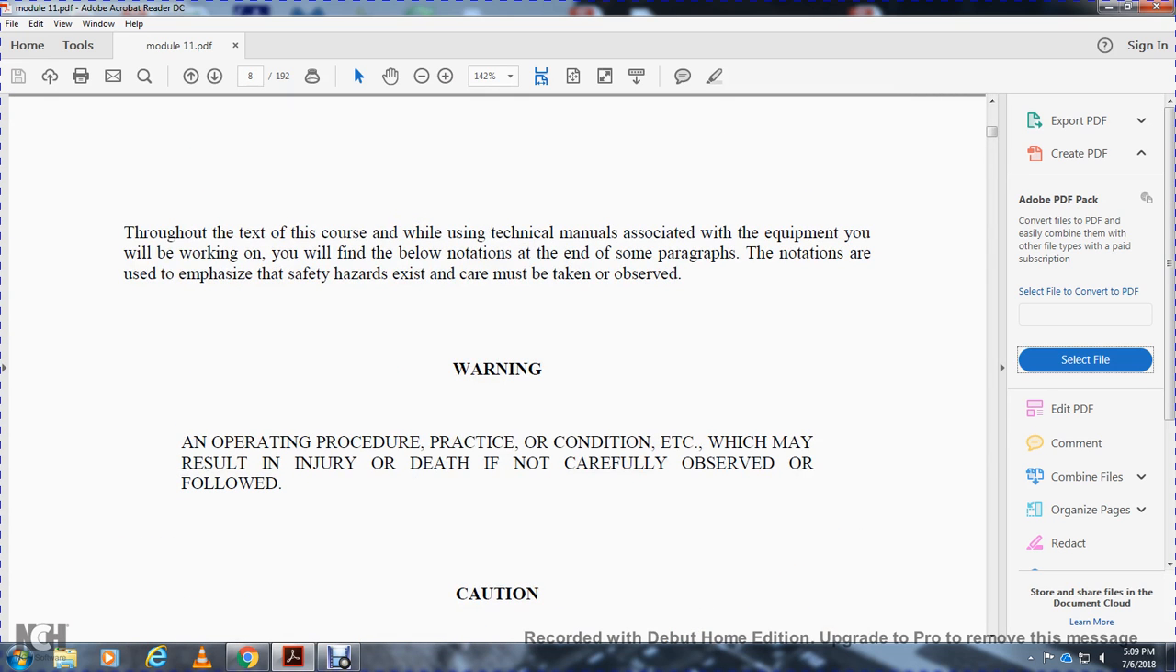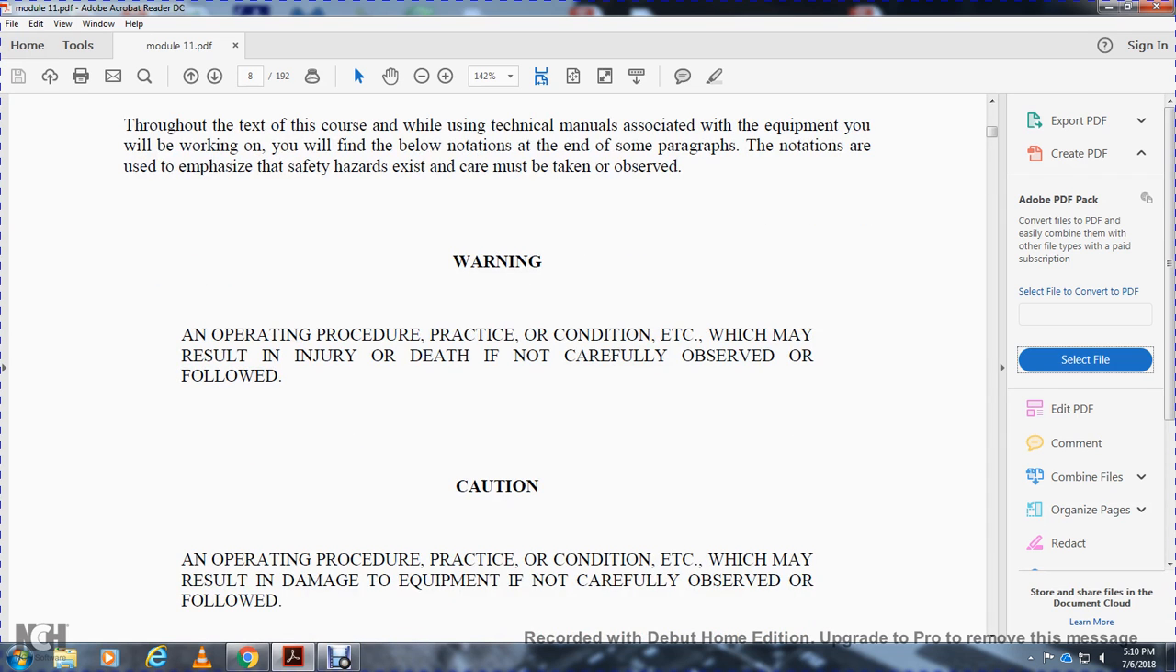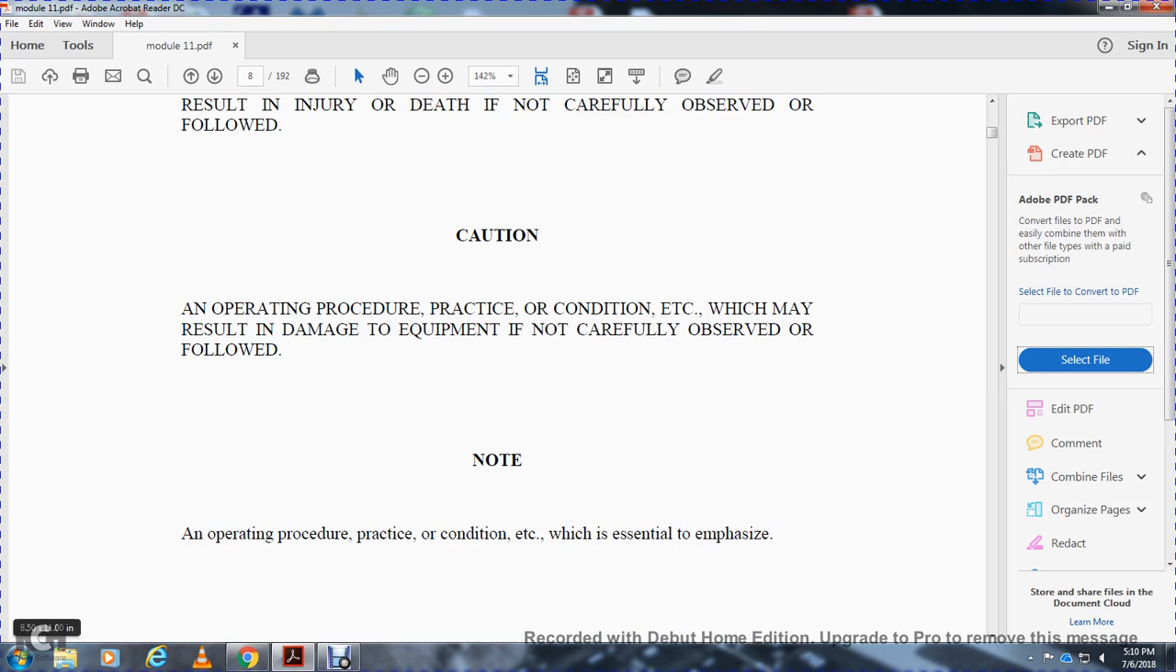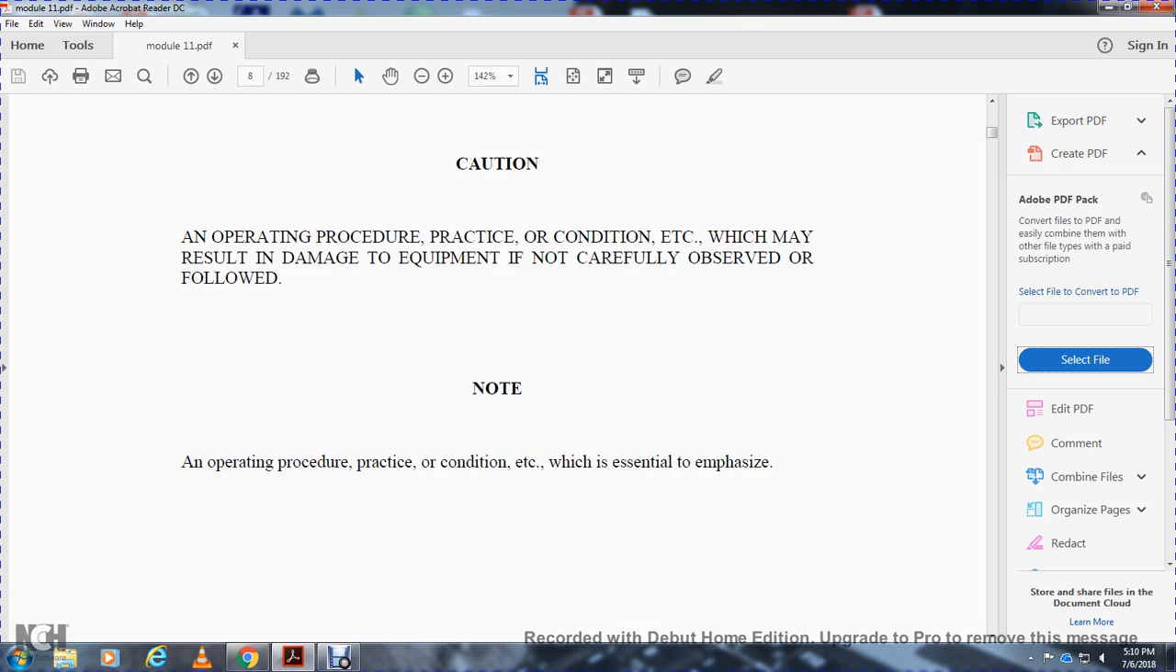Alright, throughout this text and the course, you will use the technical manuals associated with the equipment you will be working on. You will find the below notations and some paragraph notations used to emphasize that safety hazards exist and care must be taken and observed. Warning: an operating procedure, practice, or condition, etc., which may result in injury or death if not carefully observed or followed. Caution: an operating procedure, practice, condition, etc., which may result in damage to equipment if not carefully observed or followed. Note: an operating procedure, practice, condition, etc., which is essential to emphasize.